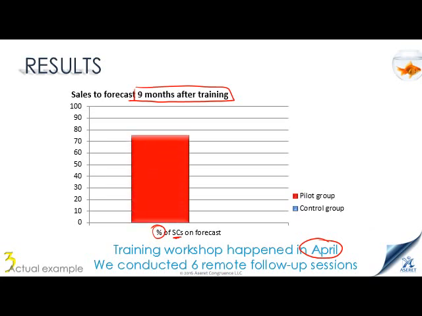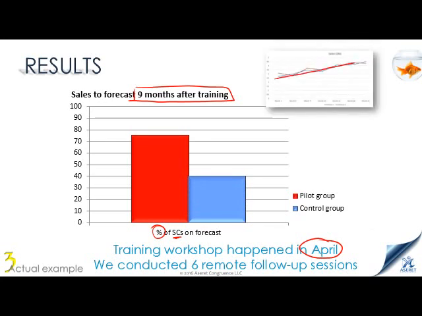So results, 70%, or 75% in fact, of the people that were trained, the pilot group, met their forecast or exceeded it. That number was 40% for the control group. Remembering that they were trending in the same direction, we can therefore conclude that this difference here is due to the training program, is due to the new knowledge and skills that people have developed during those 9 months.